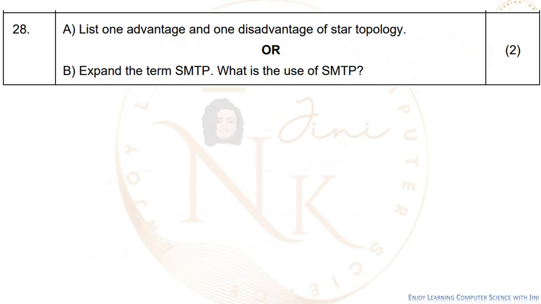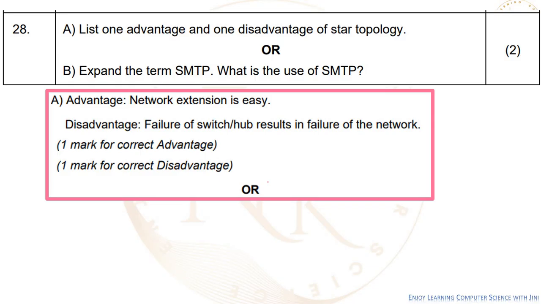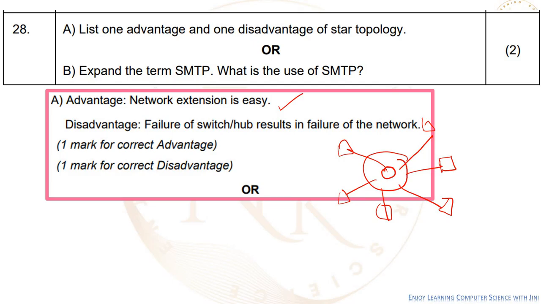Now 28th question. List one advantage and one disadvantage of star topology. So advantages and disadvantages you should know. So this is your star topology, right? It will be like this. So network extension is easy. So if I want to add one more system to this network, I'll be easily able to do that. So network extension is easy. So what is the disadvantage? When this hub or switch fails, the entire network fails. That is your disadvantage.